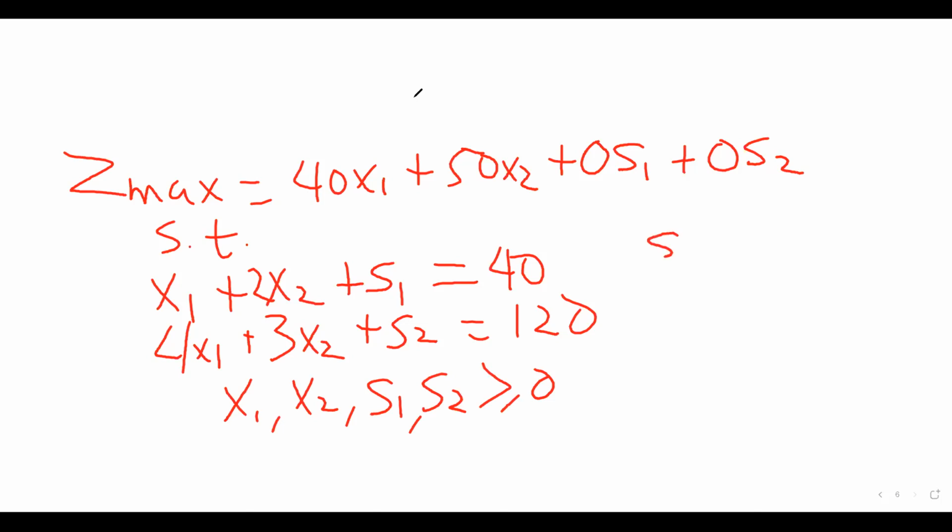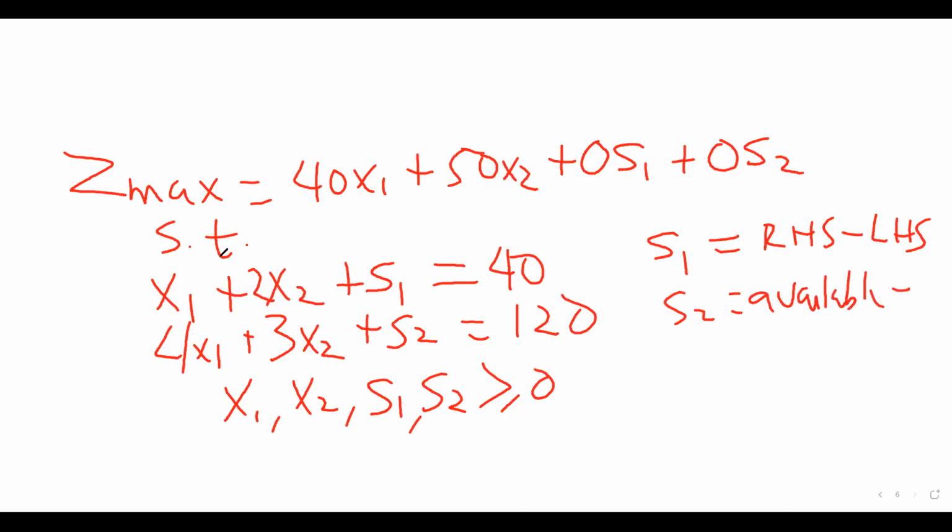So what is s1? If I want s1, it's just a matter of moving everything to the right-hand side. That is the right-hand side minus the left-hand side. So slack is defined as the right-hand side value minus the left-hand side value. And this s2 will also be the available resources minus the used resources. And that eventually gives you the unused resources.